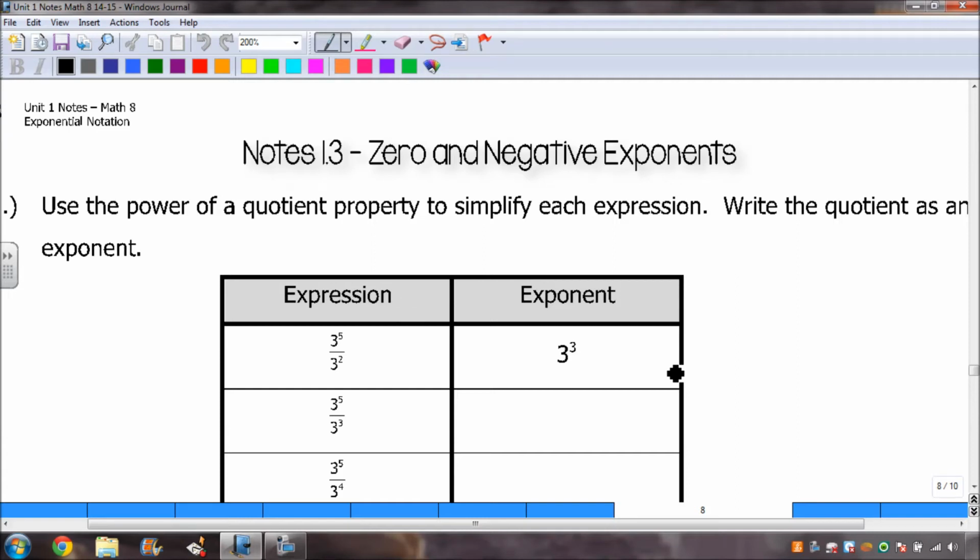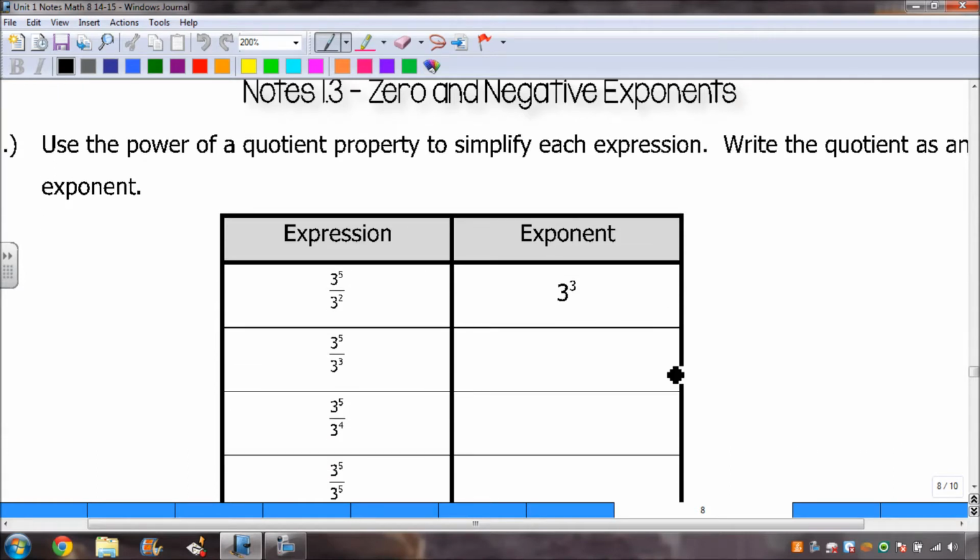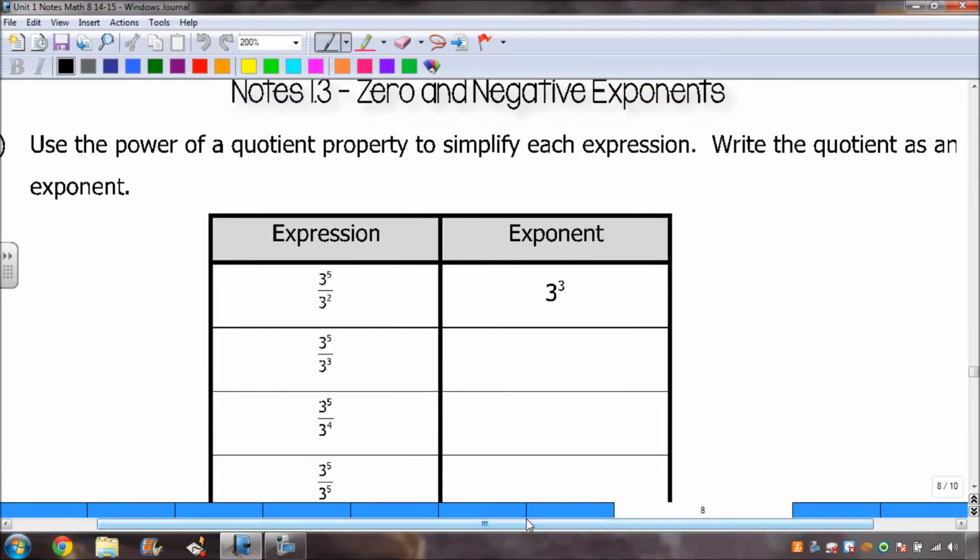Okay, notes 1.3, zero and negative exponents is what we will be talking about right now. Please turn to page 8 of your notes. Question number 1 says, use the power of a quotient property to simplify each expression. Write the quotient as an exponent. So, for example, in the first chart, you have the information filled in for you.